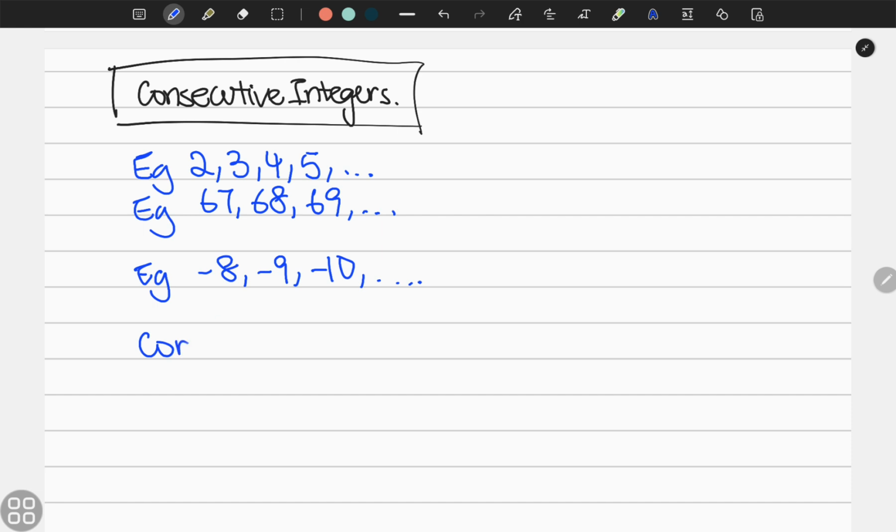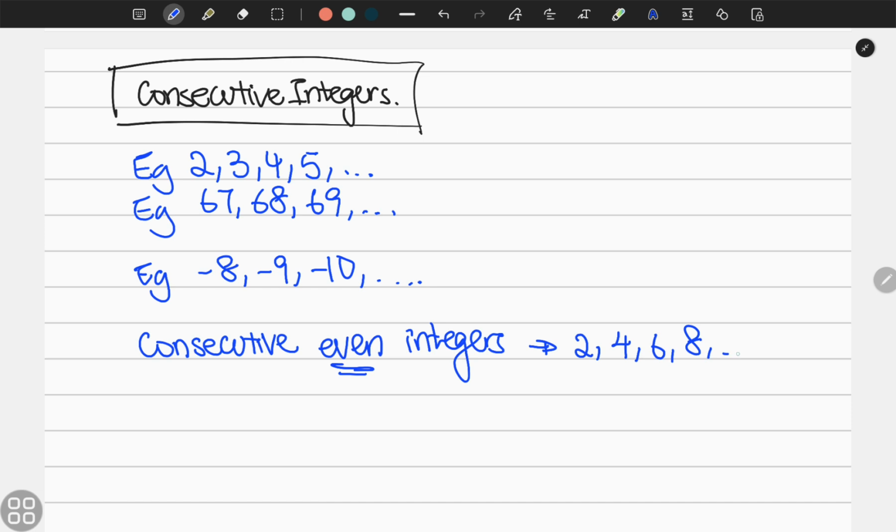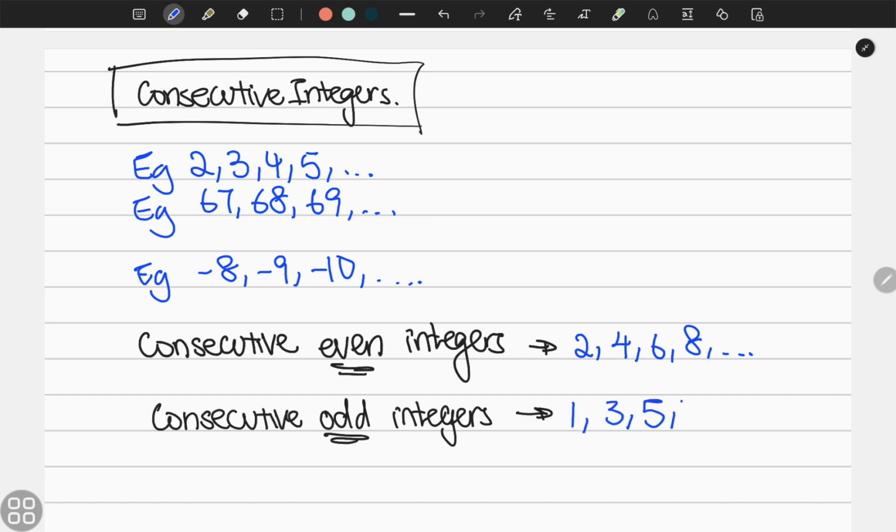even numbers. So if we refer to consecutive even integers, that would be, for example, 2, 4, 6, 8, so on and so forth. And if you're referring to odd integers, that would be like 1, 3, 5, 7, so on and so forth.